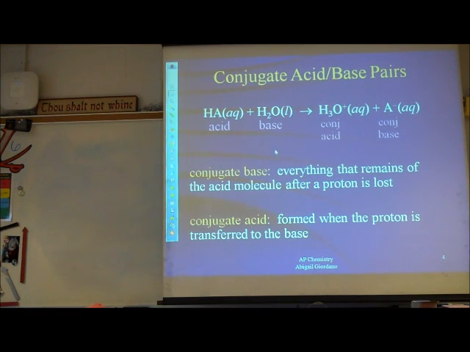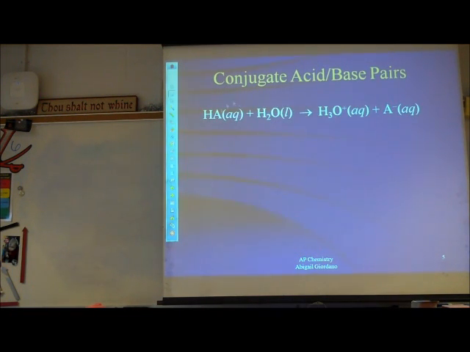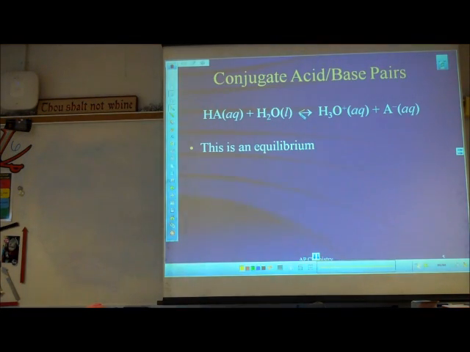Conjugate acid, conjugate base. Okay, this is just the same reaction. And if you have the PowerPoint slides, I apologize, there should be a double-headed arrow in this reaction here. What does a double-headed arrow mean? Equilibrium. It means we're at equilibrium. Okay, I'm sorry I didn't put that in there.